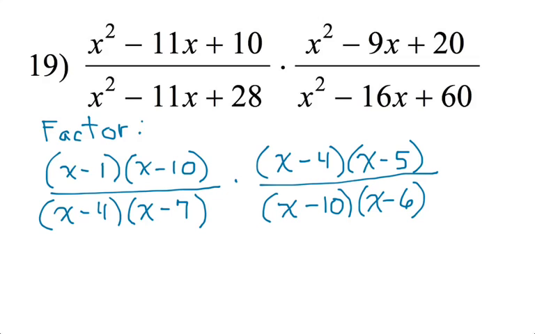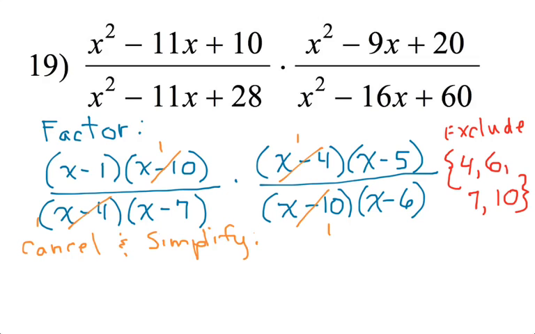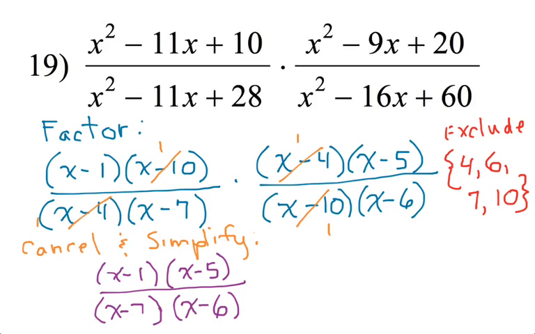Factoring everything. So those are all the numerators and denominators factored. Before we cancel, we're going to find the excluded values. 4, 6, 7, and 10 have to be excluded. They come from the denominators. Then we can cancel and simplify. And then we can say, yes, that's our final answer because none of the factors are in common at that point.